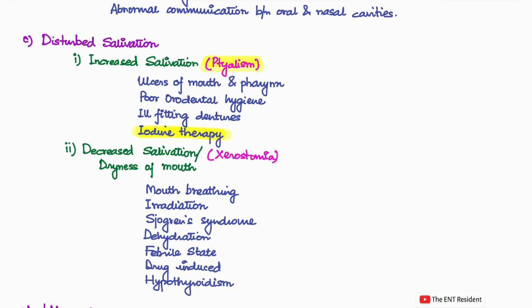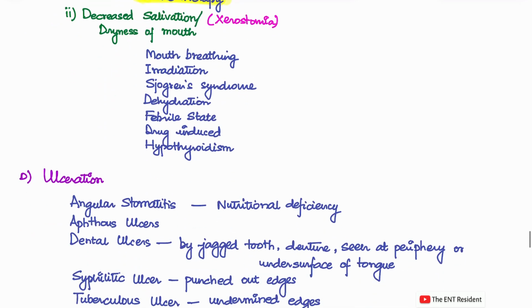In cases of irradiation, where the salivary glands have been destroyed because of radiation, Sjogren's syndrome, which is an autoimmune disease, dehydration, febrile states, drug induced, or in cases of hypothyroidism. The next associated symptom would be ulceration.